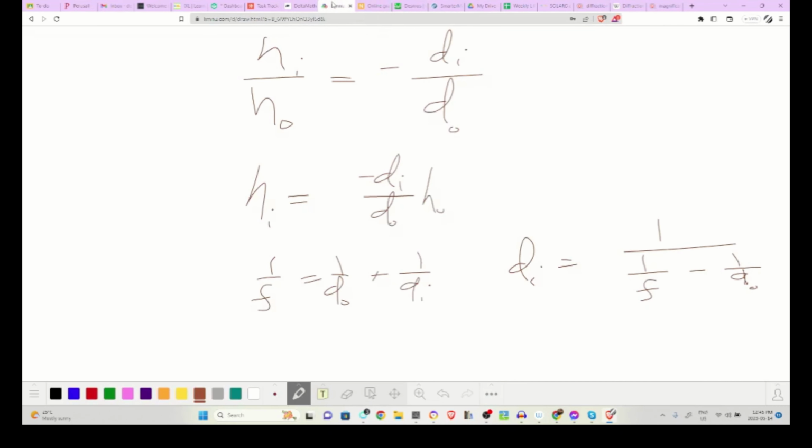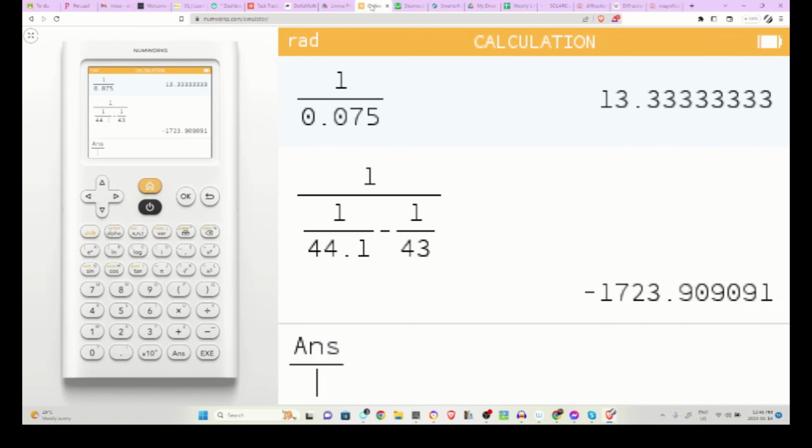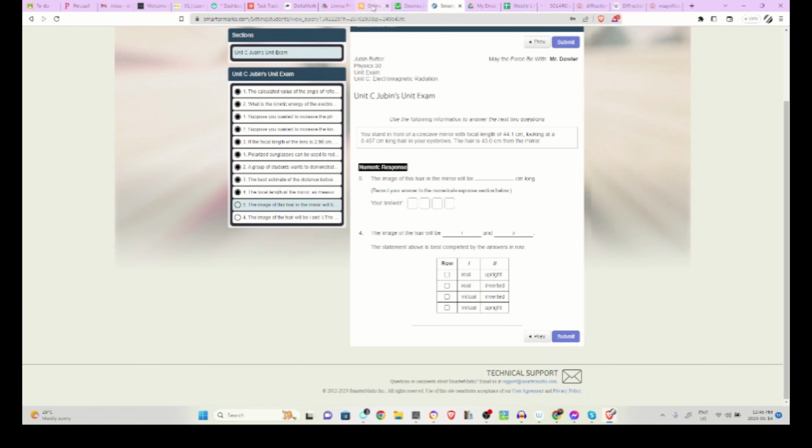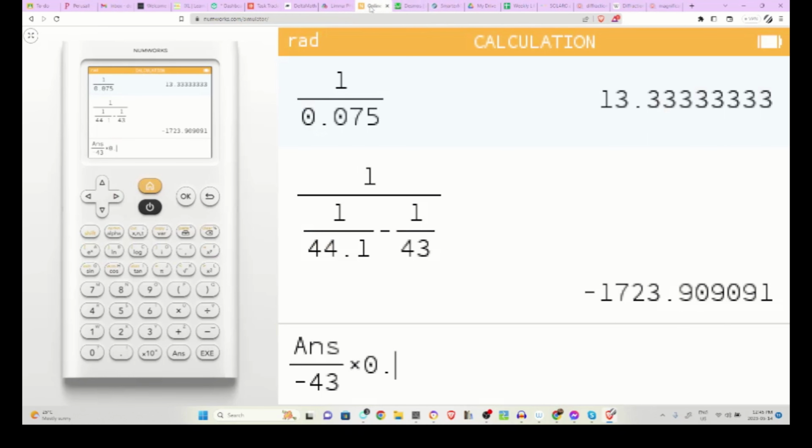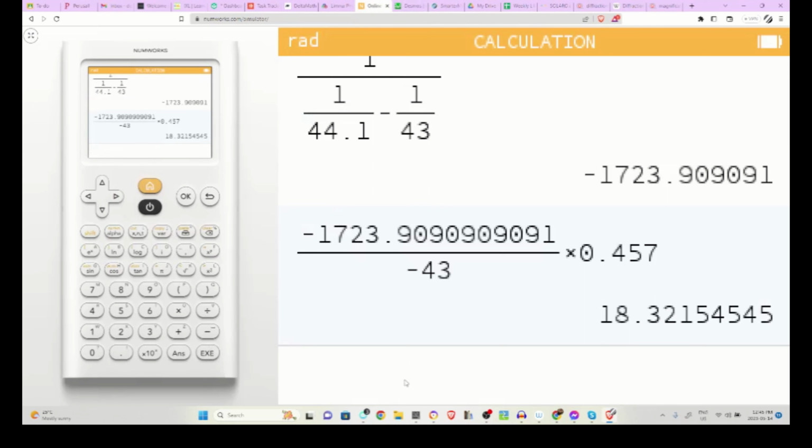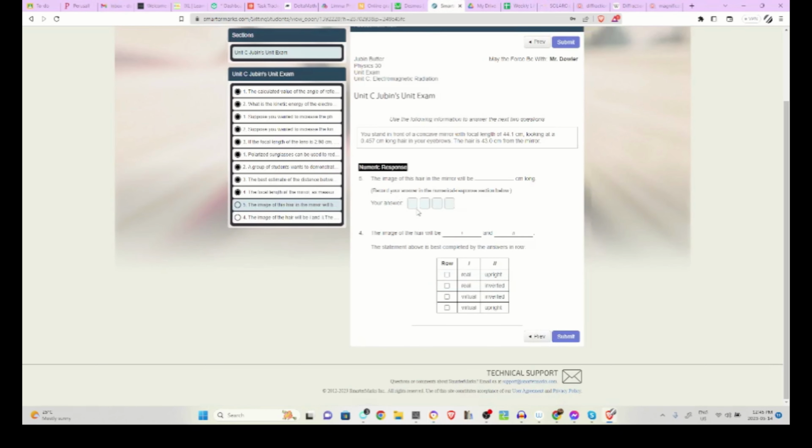Okay, so our image is not particularly close. And we take this and divide it by the negative of our object distance times the height of the original object, which is 0.457. And this gets us to 18.3.